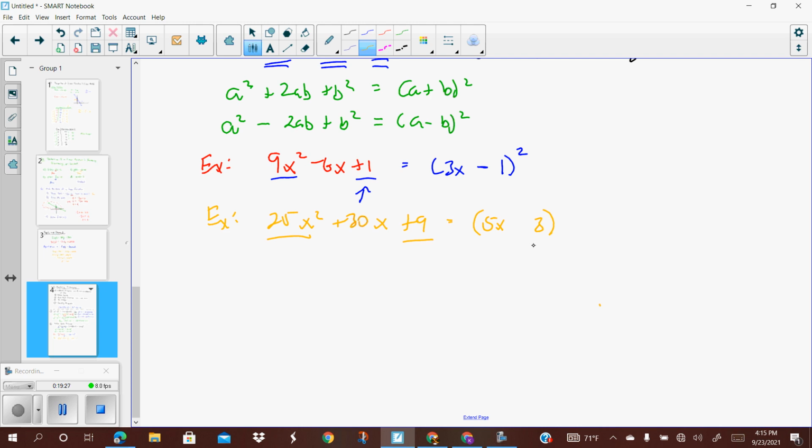Multiply 5x times 3 and we get 15x, and double it, we indeed get that middle term of 30x. These are all positive, so that is a plus. There's a squared. We're done. That is the factor of the perfect square trinomial.